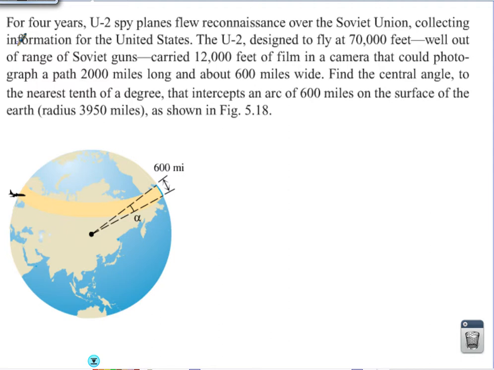That's huge. Find the central angle to the nearest degree that intercepts an arc of 600 miles on the surface of the Earth that has a radius of 3,150. So, you know what? Those first 2 or 3 sentences, completely worthless information. They were just trying to amaze you with their knowledge of numbers here. Here's all we're looking for. Find the central angle to the nearest tenth of a degree that intercepts an arc of 600 miles. So we have a 600-mile arc, and we have a radius of 3,950 miles.